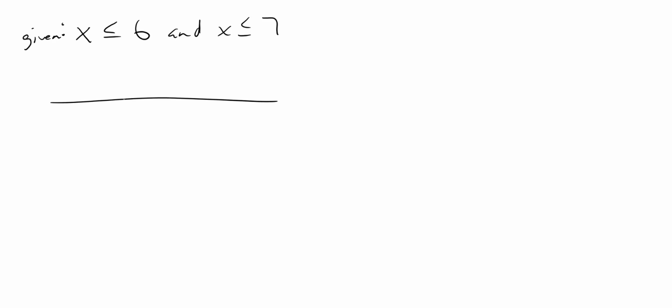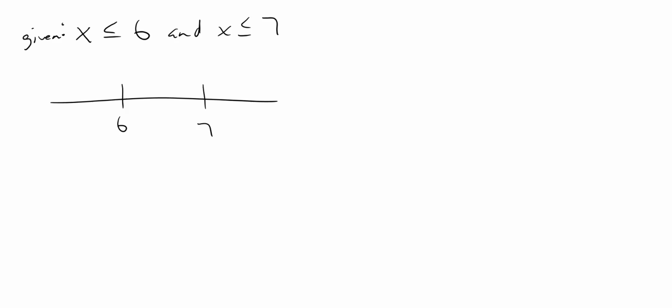Let's just start out with what you do. You would say x is less than or equal to 6 and x is less than or equal to 7. So this is given, and the first thing you're going to do is draw a graph. So you've got 6 and 7.